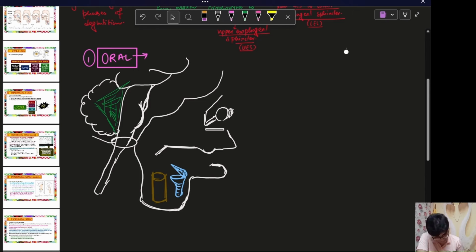Now, let me draw the tongue. Correct. So, what was being done? Firstly, you should know that this is my tongue over there. Correct. So, what is it doing when a food particle comes? So, let us start with the food particle. Correct. So, this is my food particle being taken. This is the food.